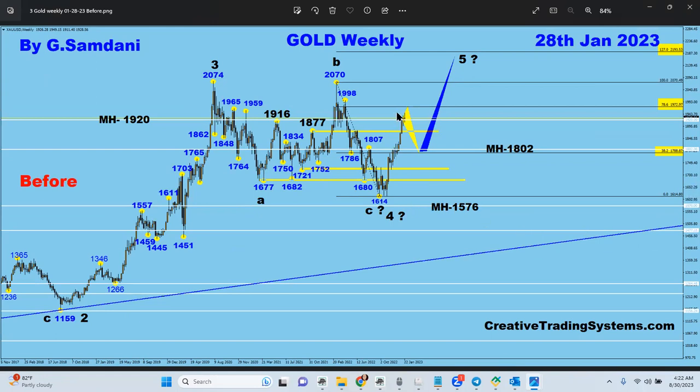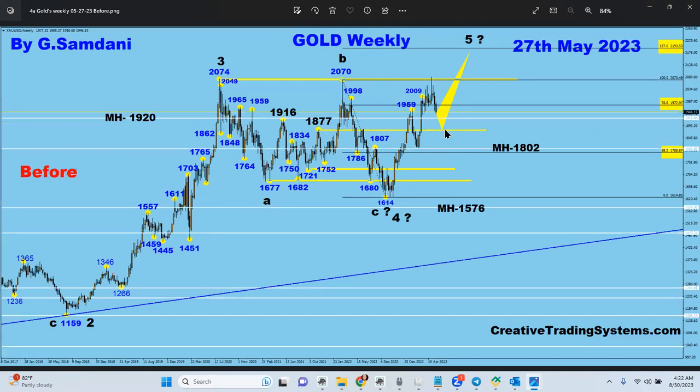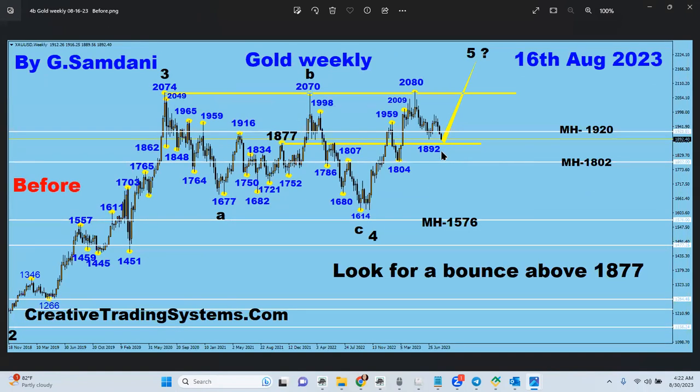So it went up there all the way. And I said from 1920, it's going to drop to 1802 and then go to the upside. And then that's exactly what happened. It dropped here, 1802, and then it started to go up. And this band was the concern. So what happened? It went up and then hit the band and then dropped. So I said, now it's going to drop all the way to 1877 and then go to the upside. And that's exactly what was happening.